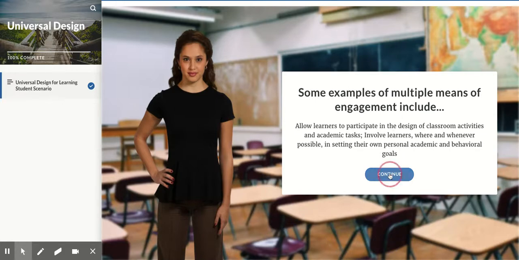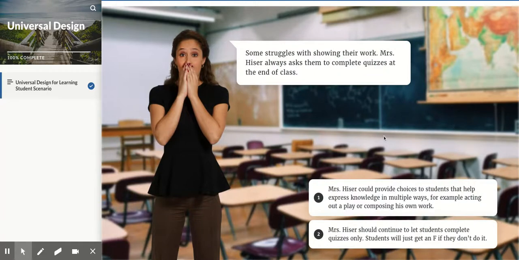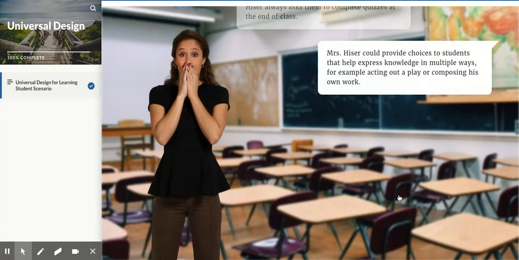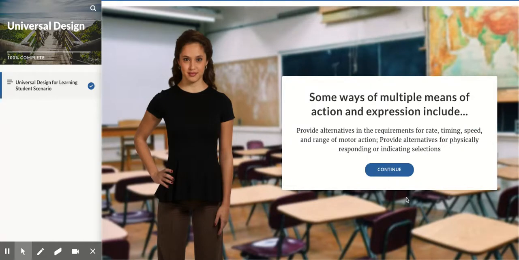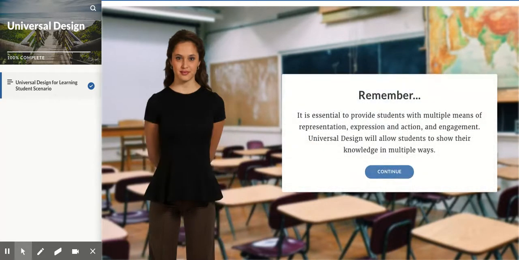The learner will select continue, and lastly, a third question will appear. Once again, the student will select multiple means of engagement or will select the wrong answer. Again, the teacher will provide the feedback via the facial expression, but also in writing. Lastly, there are some more examples for the multiple means of action and expression. Lastly, there's a quick summary that represents the different parts of the universal design for learning.